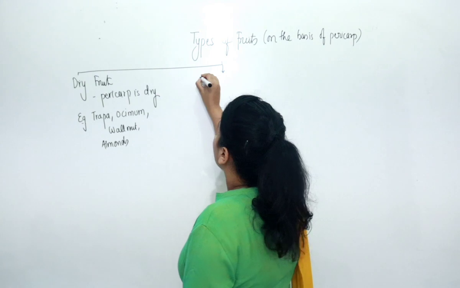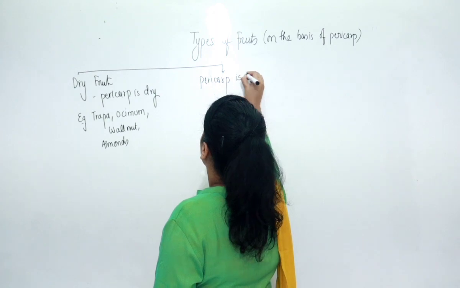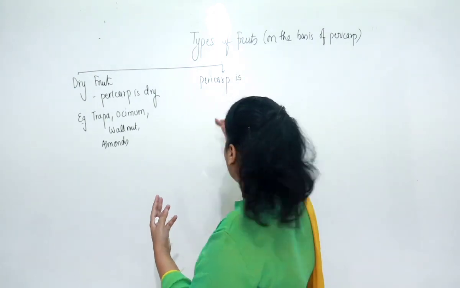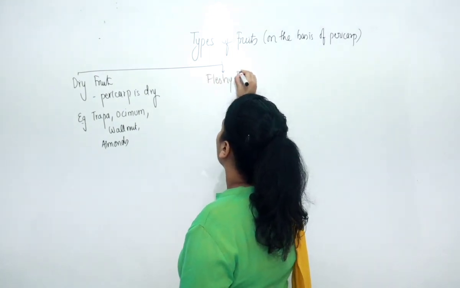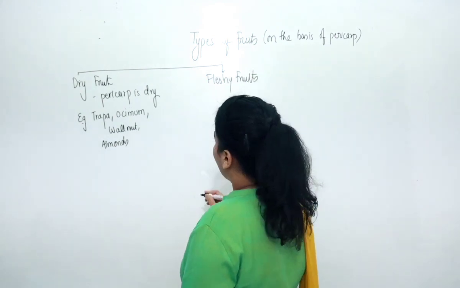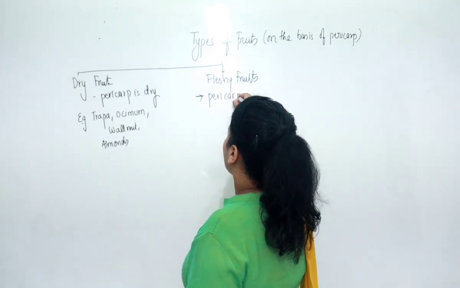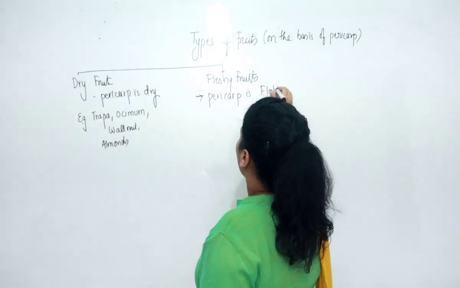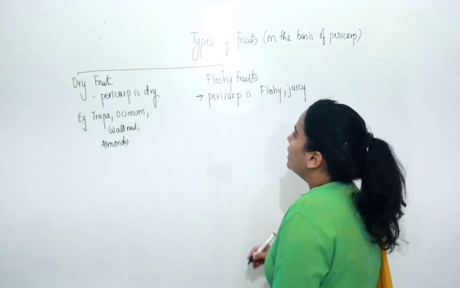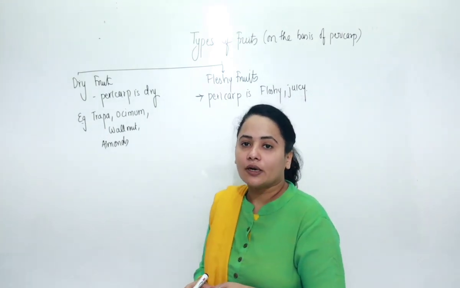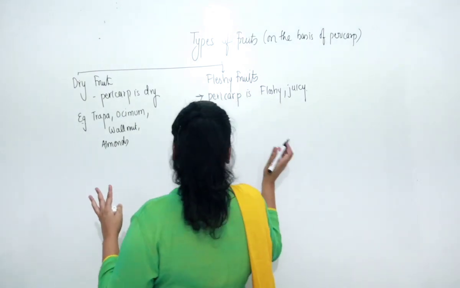But if the pericarp is fleshy, that means what? It is juicy. In that condition, we will call them fleshy fruits. So in fleshy fruits, we will write the description that the pericarp is fleshy, or you can write it as juicy. In this case, the fruits are described as fleshy fruits. So, if the pericarp is fleshy, let us take an example.